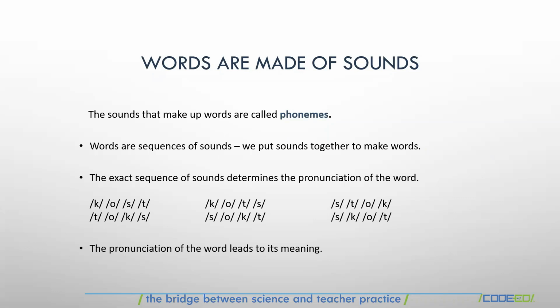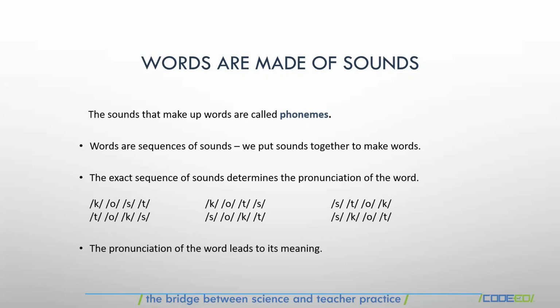So words are made up of sequences of these sounds. We put sounds together to make words. Of our 43 sounds, every word we say in English is only made of those sounds in different orders. So here's a sequence of 4 sounds in 6 different words. Just put them in a different order and you get a different pronunciation.